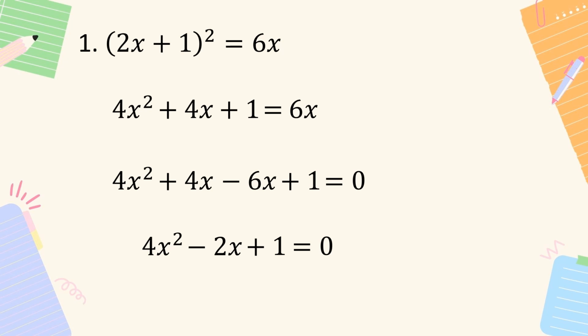Therefore, we can now identify the values of a, b, and c. The value of a is equal to positive 4. The value of b is equal to negative 2. And the value of c is equal to positive 1.